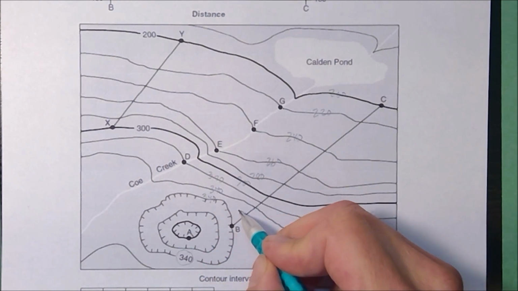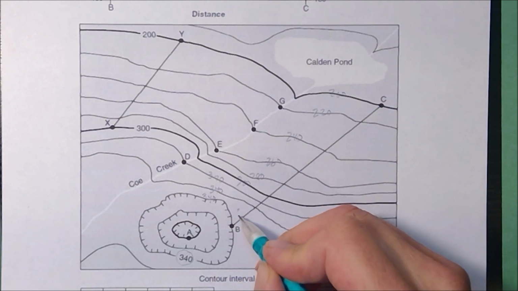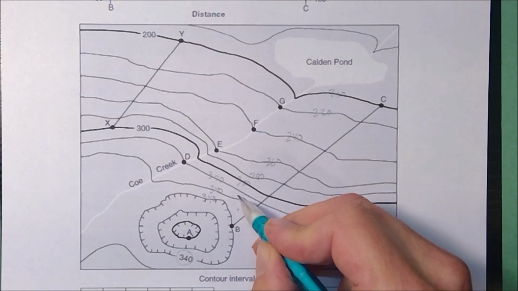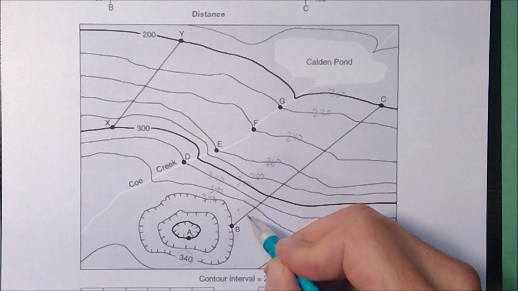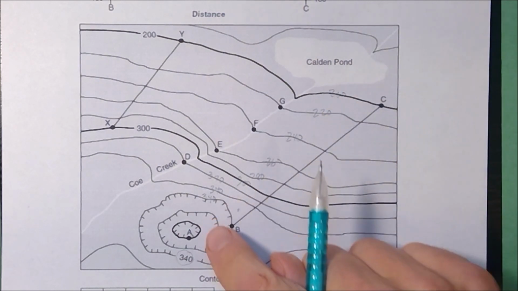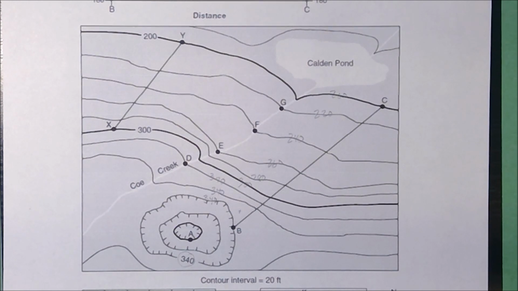Just as a hint for later, this point in here would have to be greater than 340 because this side is less than 340. So we're going to have to go up between those two points. But that was step number 1, where we've labeled all the points on the diagram. Now let's go to looking at step number 2.